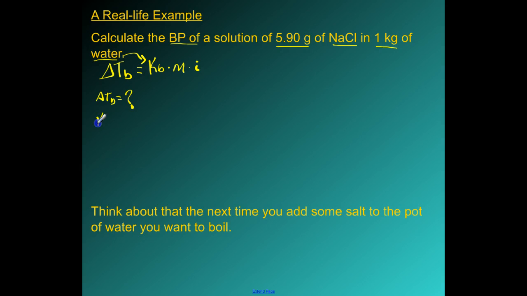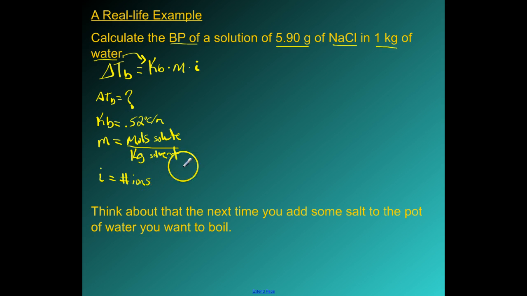KB is a constant from the table, and you can always look it up, or you'll always be given the constant for water, which is 0.52 degrees Celsius per molal. You have M, which is the molality, and remember that is moles of solute per kilogram of solvent, and then I, which is your number of ions.